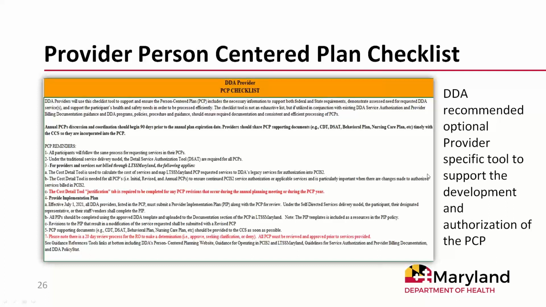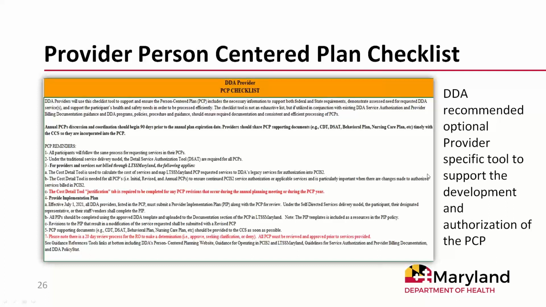Providers should share PCP supporting documents such as the cost detail tool, the detailed service authorization tool, behavior plans and nursing care plans as applicable, timely with the CCS so that they are incorporated into the PCP. You will see on the checklist that we've included some reminders. That includes that all participants will follow the same process with requesting that their services in the person-centered plan. That under our traditional service delivery model, the detailed service authorization tools are required for all PCPs.